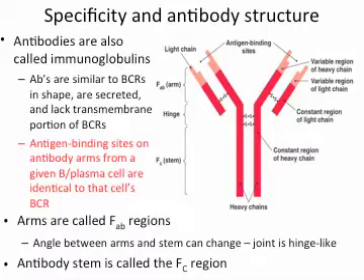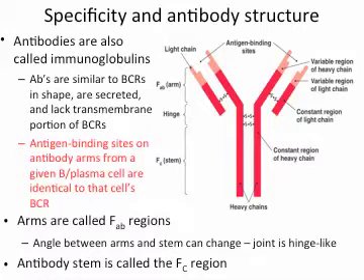More specifically, if you listen to the podcast on antigens, the epitopes on the antigens will bind to the antibody in this variable region. So the variable region is made up of a heavy chain and a light chain component. And if we look at what the text says, it says antibodies are similar to B-cell receptors, that's BCRs. Antibodies are similar to B-cell receptors, but they lack the transmembrane portion of B-cell receptors.